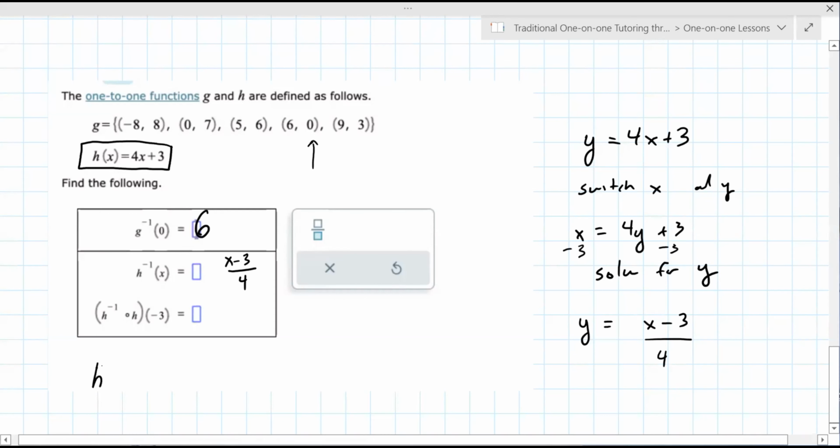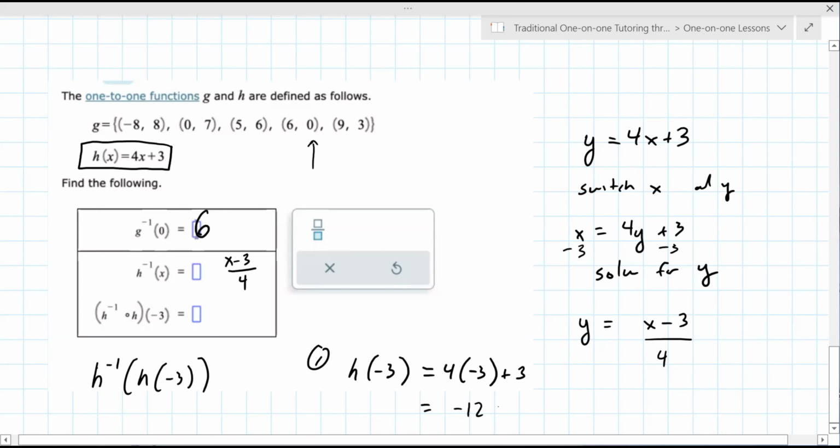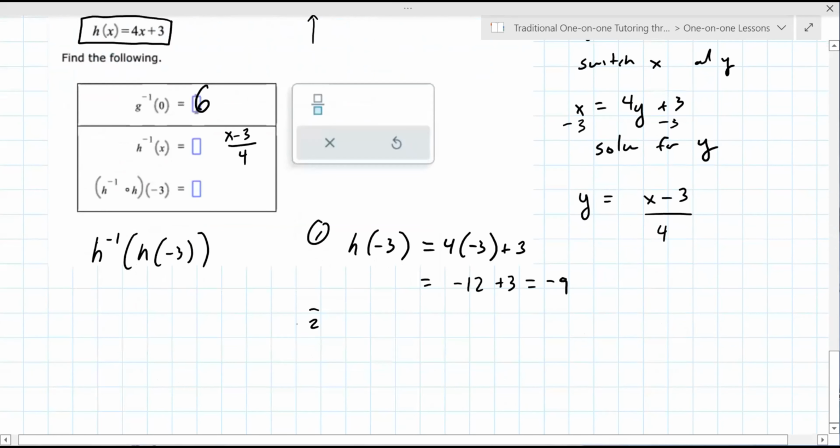So this last one means h inverse of h of minus 3. You first need to figure out what is h of minus 3. So we're going back to the function there. 4 times minus 3 plus 3, which is minus 12 plus 3, which is minus 9. Okay, that's part 1 though. That's not the answer. Part 2 is you take the result here and use it in h inverse. So you want to find h inverse of minus 9. And that's actually what we have over here.